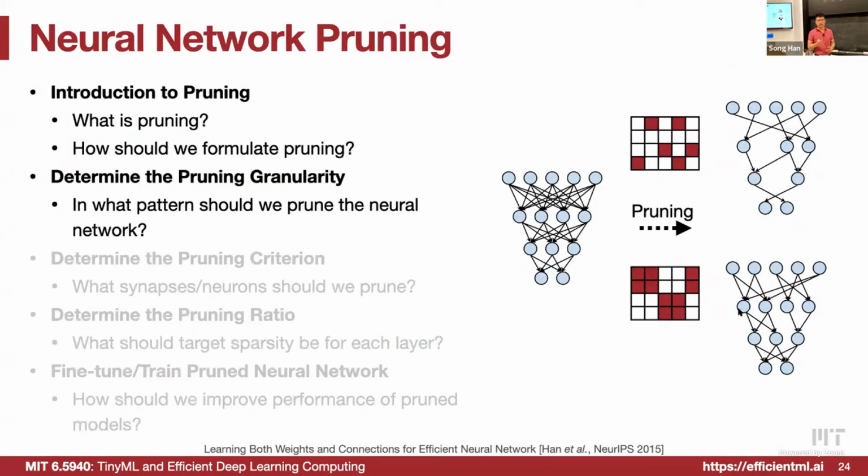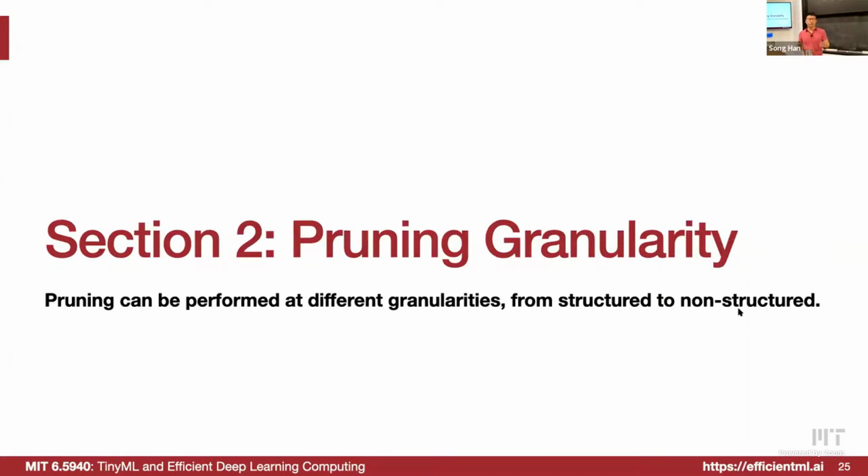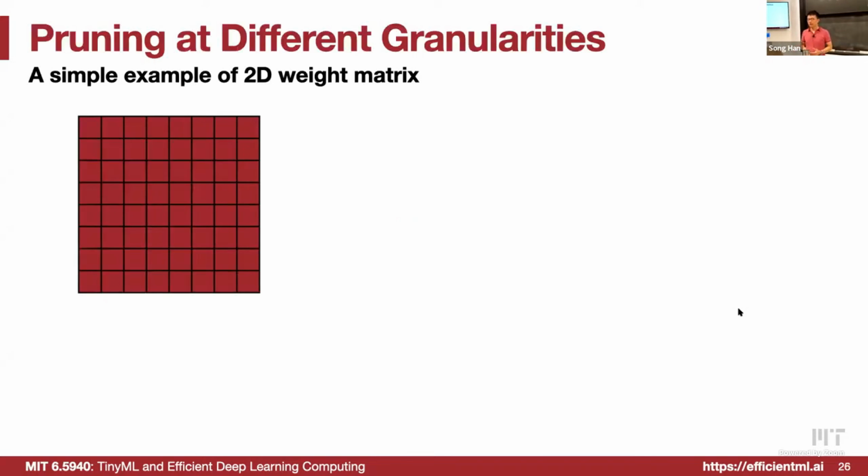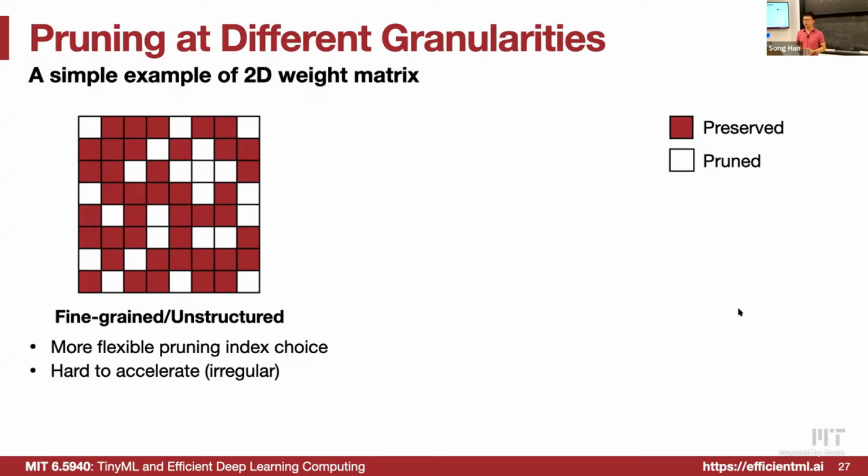Okay, so let's go to the next chapter about how to determine the pruning granularity. In what pattern should we prune the neural network? Pruning can be performed at different granularities, can be very fine-grained or very coarse-grained. You can imagine there's a very big design space. So turning from this very dense 2D weight matrix, we can make it pruned. The red one means it's preserved, and the white rectangles mean it's pruned. Fine-grained pruning is most flexible, and we can prune any weights in any location.